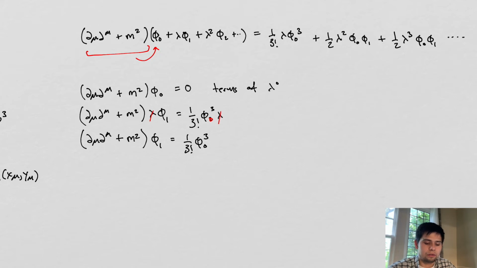And we can keep on doing this. Here we're collecting terms of order phi 1 or lambda 1. And we can collect terms on order of lambda 2 and 3 and 4 and so forth.